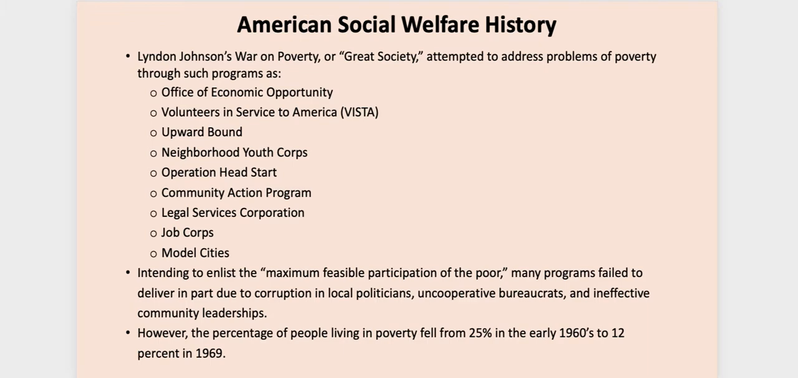The intent of Johnson's programs was to enlist the maximum feasible participation of the poor, but a lot of those programs failed because of corruption in local politicians, ineffective leadership, uncooperative bureaucrats. Although, as this slide points out, the percentage of people living in poverty fell from 25% at the beginning of that decade to 12% by the end of the decade. So there's definitely some improvement there.